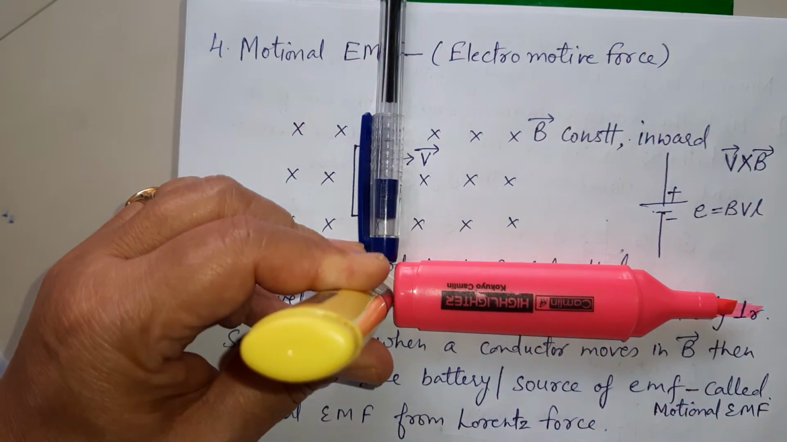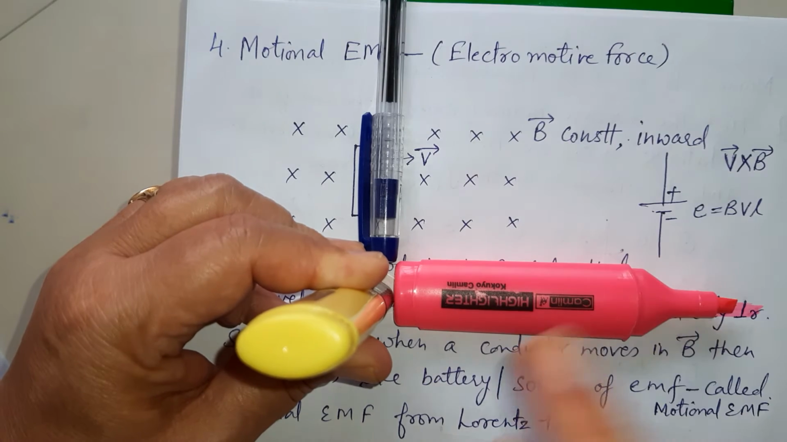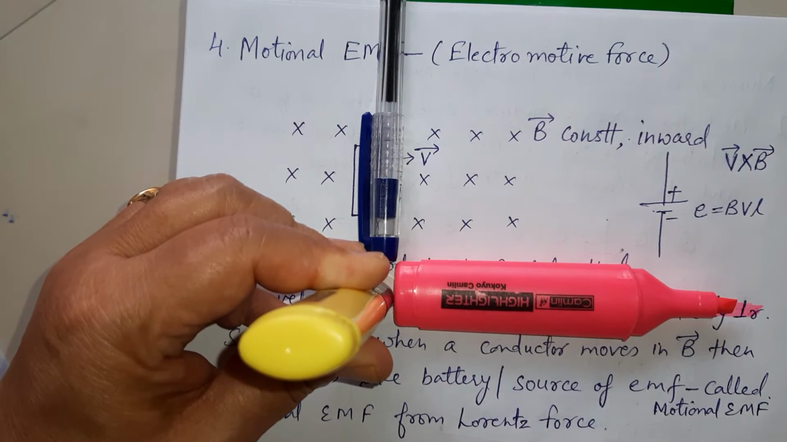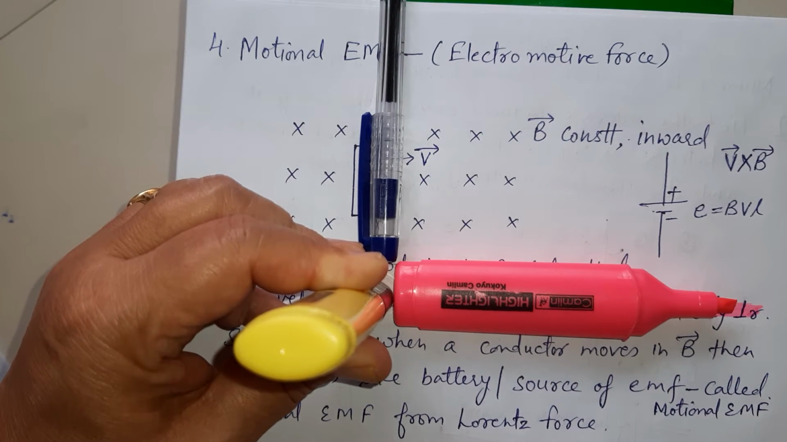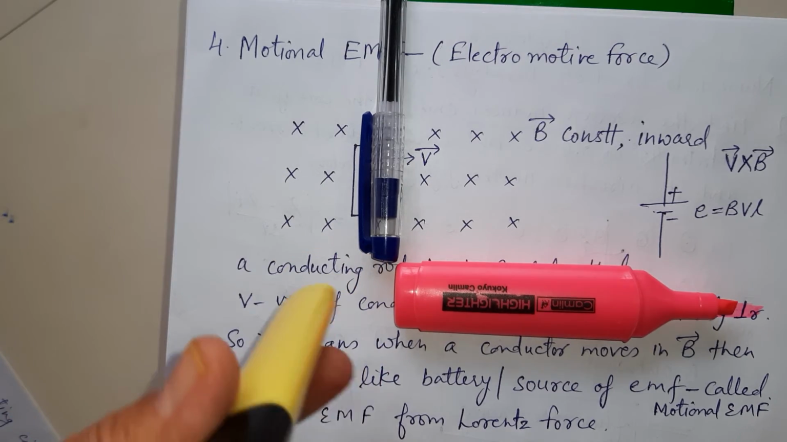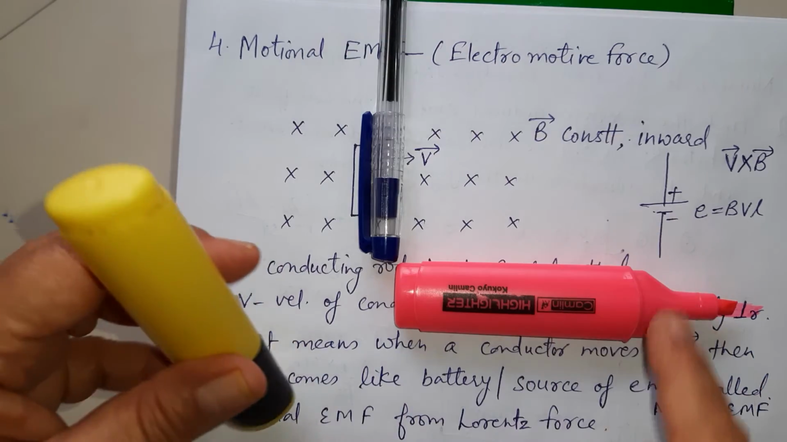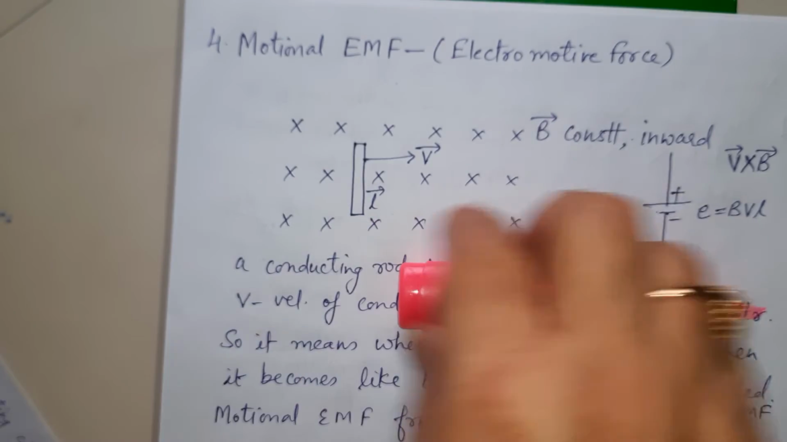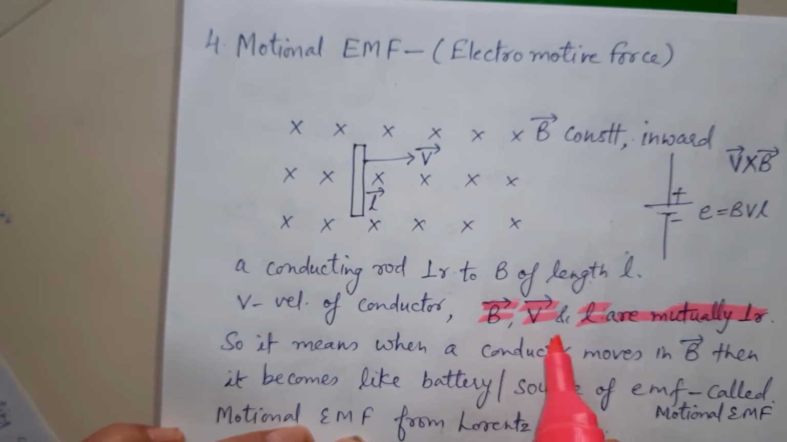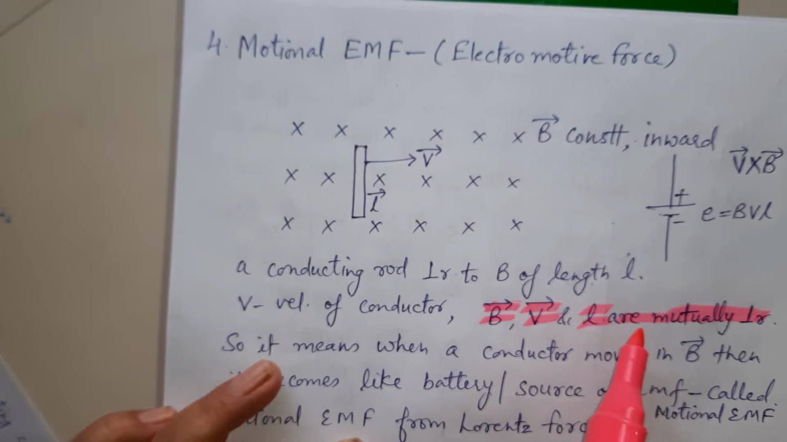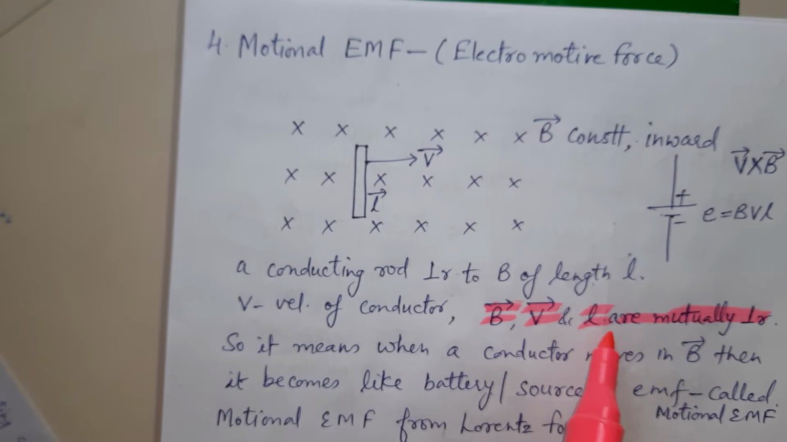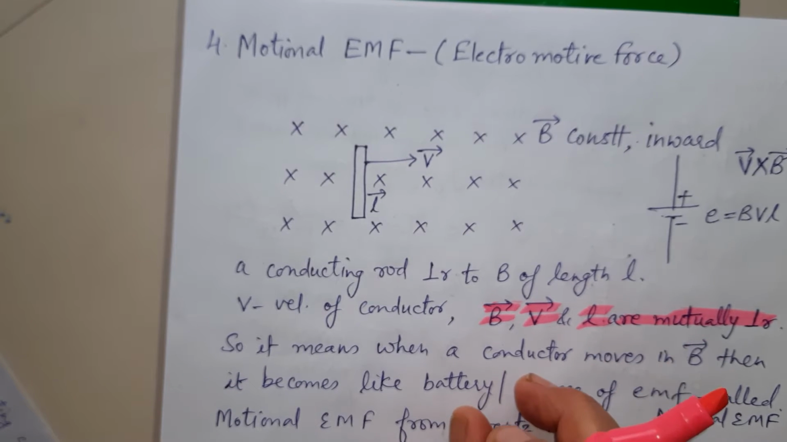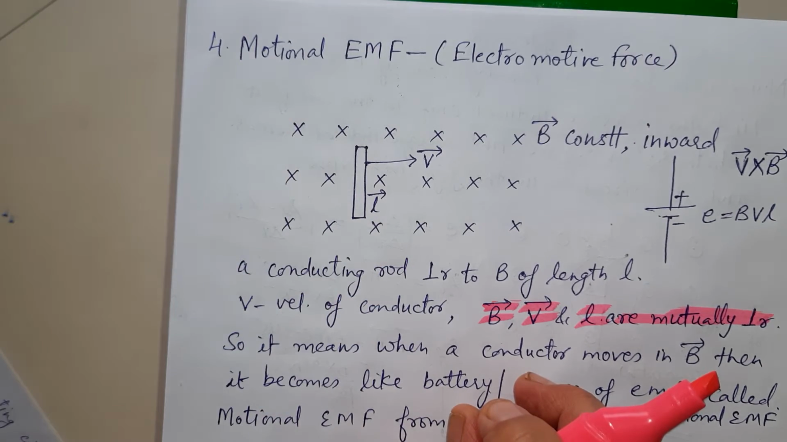This is the arrangement. This is the length of the conductor, this is the velocity, and the magnetic field is going inward. Sometimes it is coming out also, but the arrangement is such that they are all mutually perpendicular to each other. So when B, V and L are mutually perpendicular, we are discussing motional EMF.